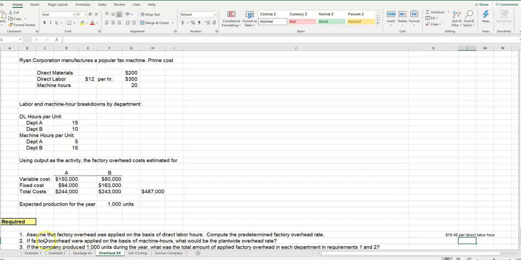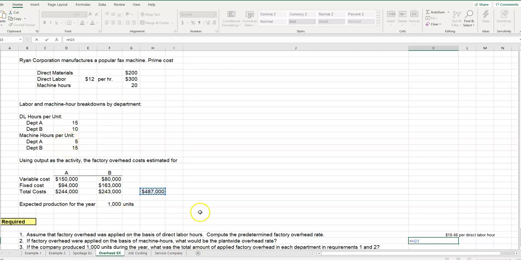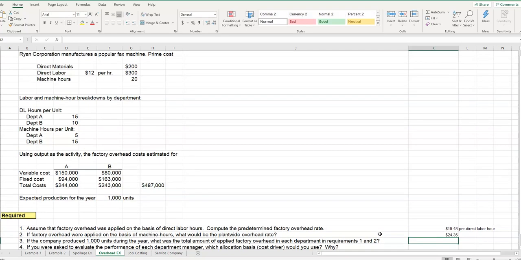The second question says, if factory overhead were applied on the basis of machine hours, what would the plant-wide overhead rate be? So we take our total 487,000 divided by the total number of machine hours. We use 20 machine hours per unit, 5 from Department A, 15 from Department B. 20 times 1,000 is 20,000 total machine hours, giving us a rate of $24.